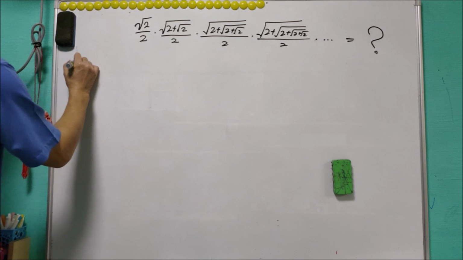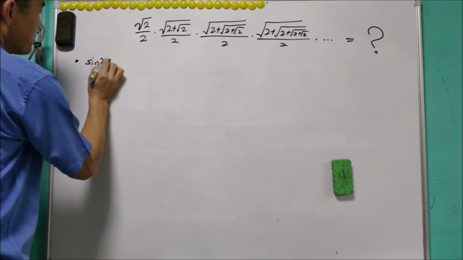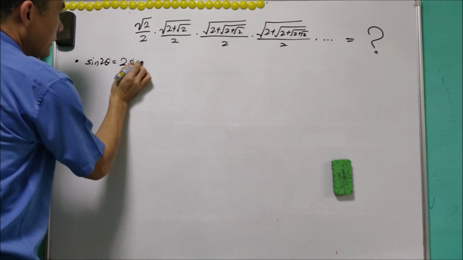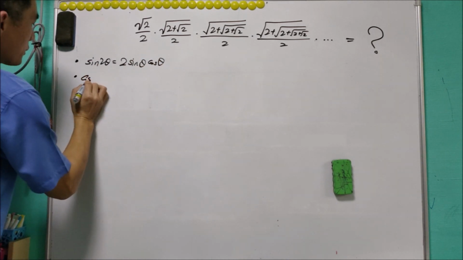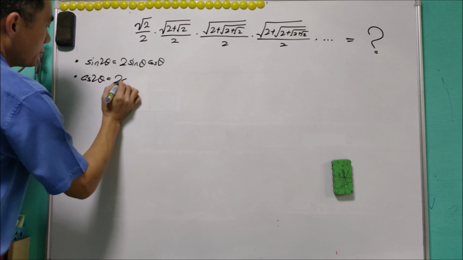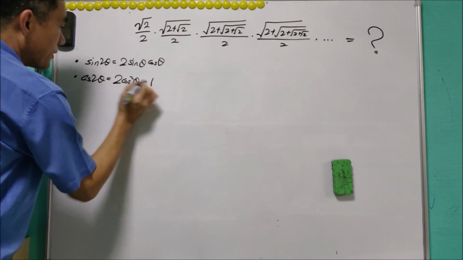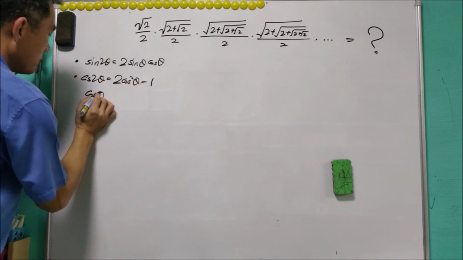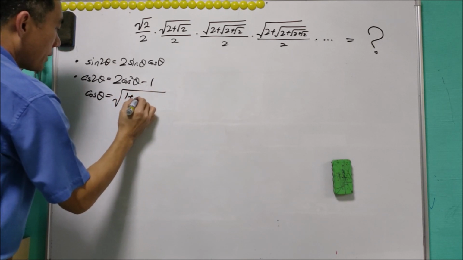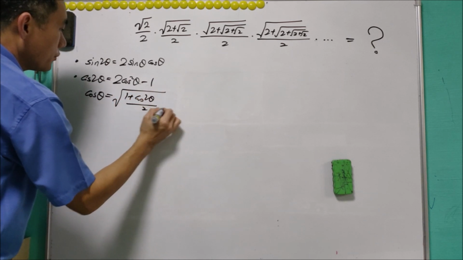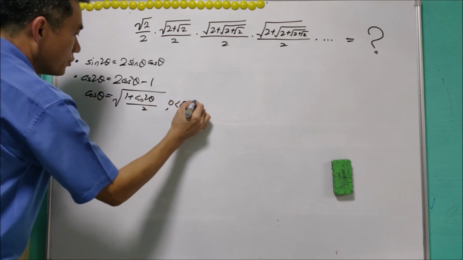Number one, sine 2 theta equals 2 sine theta cosine theta. Number two, cosine 2 theta equals 2 cosine squared theta minus 1. And therefore, cosine theta equals the square root of (1 plus cosine 2 theta) over 2, if theta is from 0 to pi over 2.